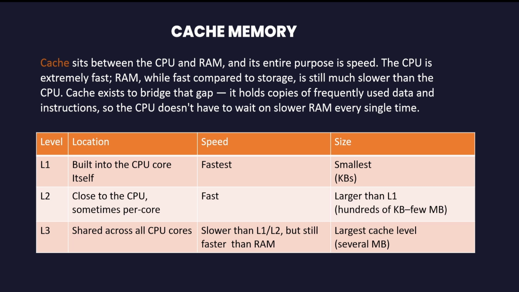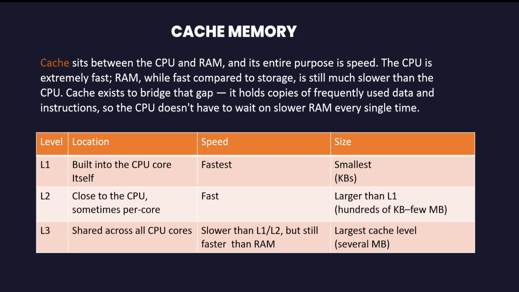every single time. Cache itself is organized into levels based on proximity to the CPU core and correspondingly speed and size. First is level 1. It is built into the CPU core itself. It is the fastest and its size is the smallest. L2, close to the CPU, sometimes per core, meaning that every CPU core has its own L2 cache, but this may vary by design and that is why sometimes it is written differently. Speed, fast. Size, larger than L1.